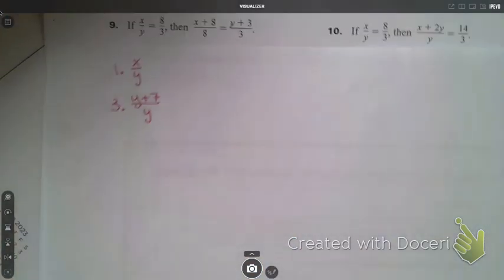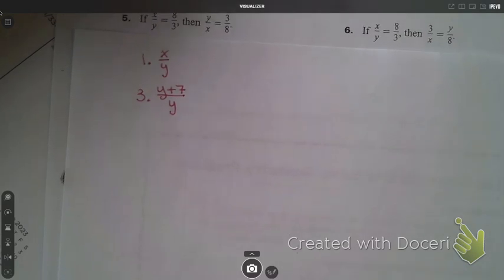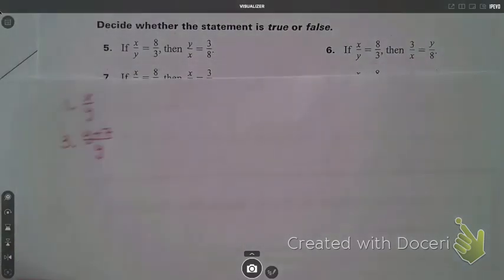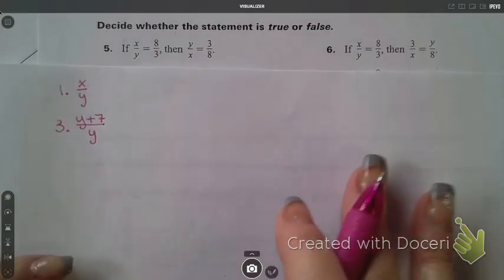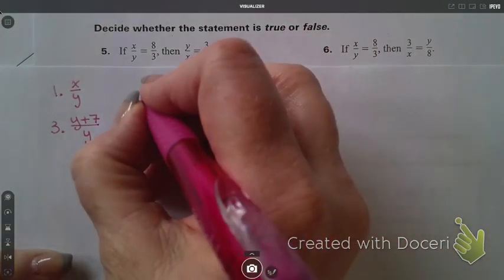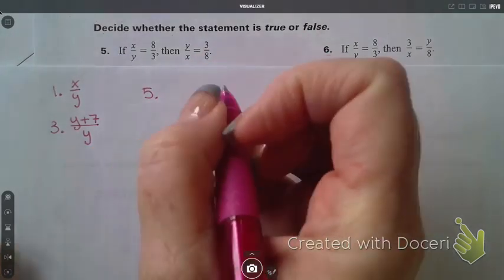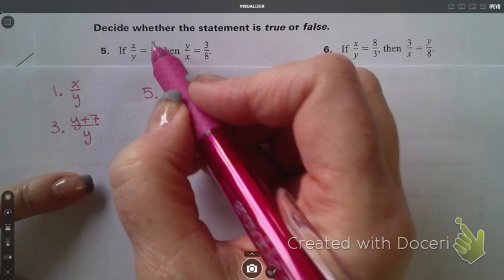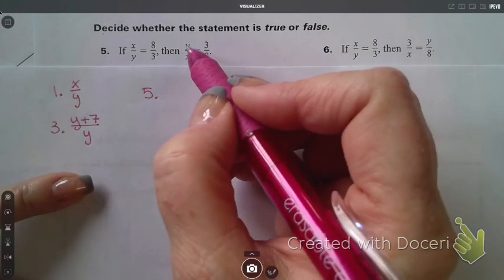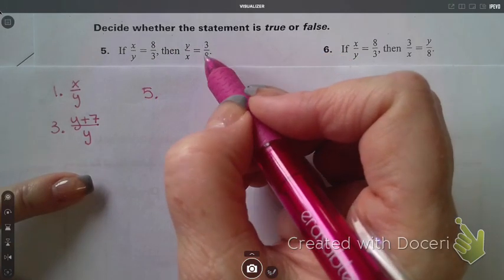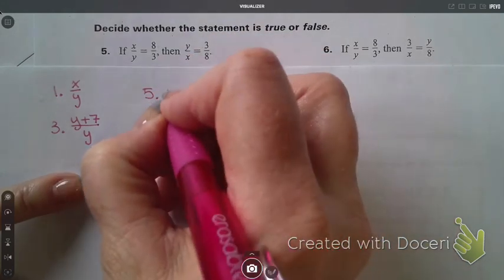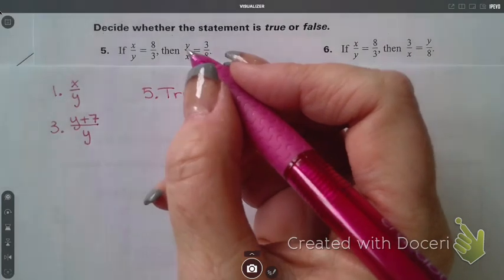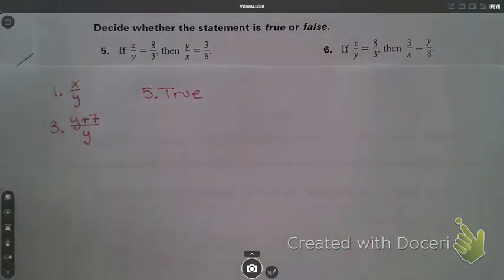Okay, so the next one: determine if the statement is true. We're going to use those rules that I gave you, and we have to see if we can use that rule or not. If it's not true, you have to fix it. So 5: I have x over y equals 8 over 3, so then y over x equals 3 over 8. Yes, that is true. If it's false, you have to say what would make it true.